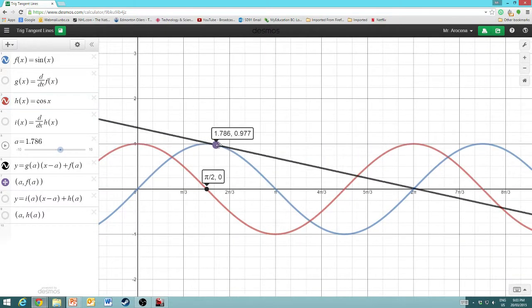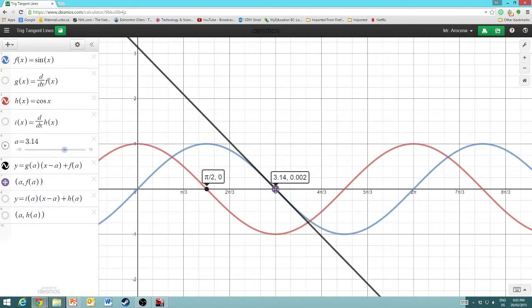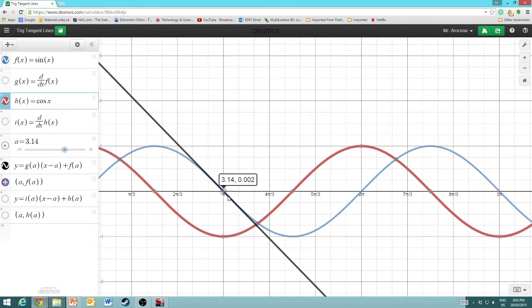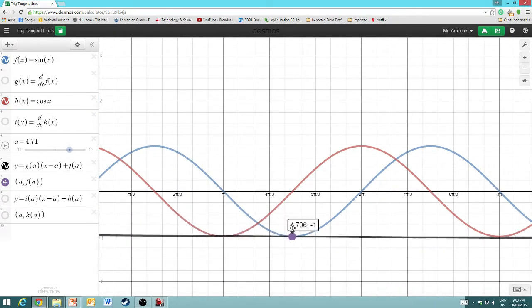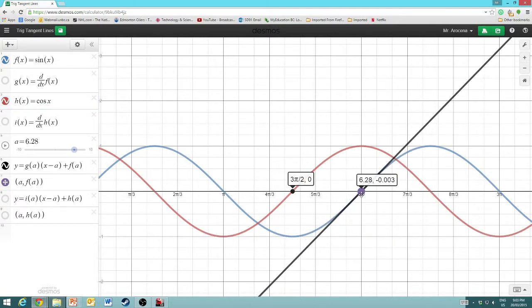Let's keep going. At about pi, you have a tangent line of about negative 1, sorry, this is a negative slope. The cosine also has a value of negative 1. Let's keep going. Does this pattern continue? At about 3 pi over 2, slope of 0, and cosine, lo and behold, is also 0. And finally, let's complete the rotation at 2 pi, slope of about 1, and the cosine value is 1, as we would expect.